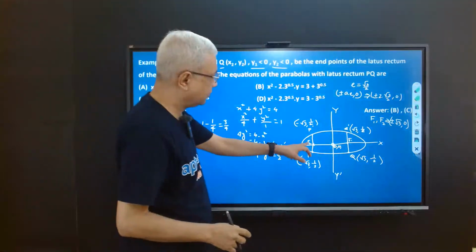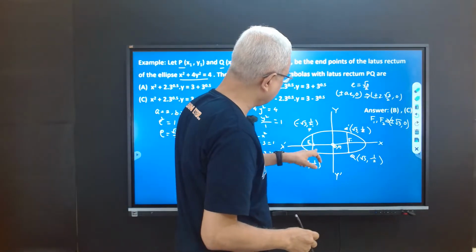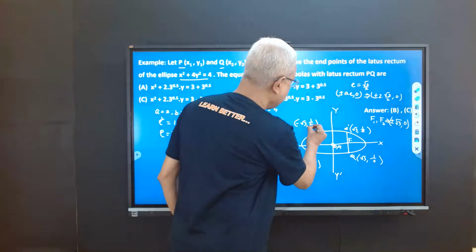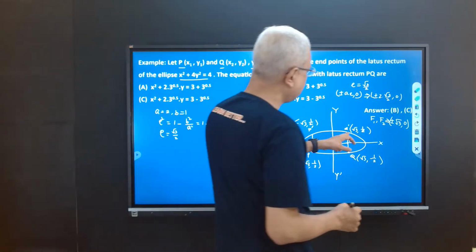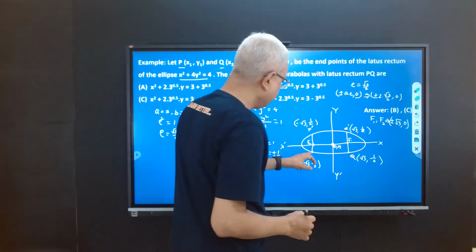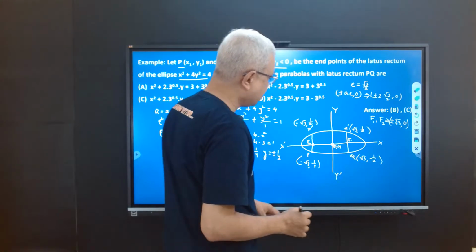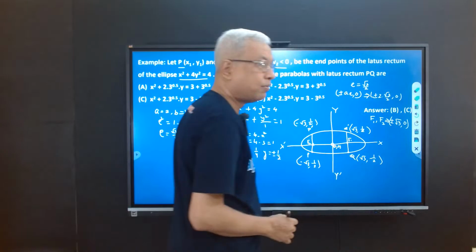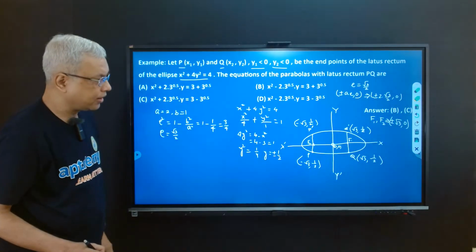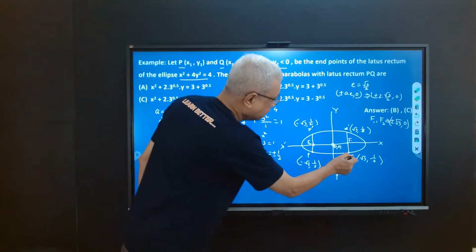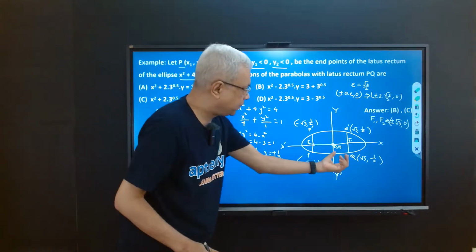Okay, so P dash coordinate is (minus root 3, half). Q dash coordinate is (root 3, half). P's coordinate is (minus root 3, minus half). And Q's coordinate is (root 3, minus half). Okay, so these are the coordinates of P and Q.